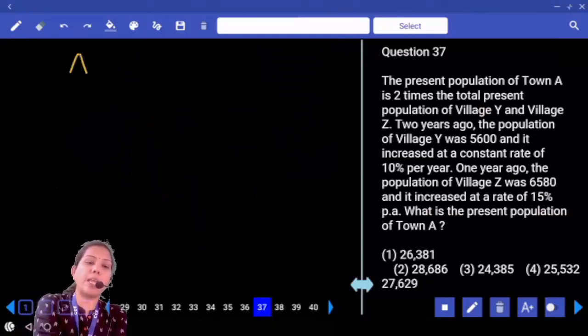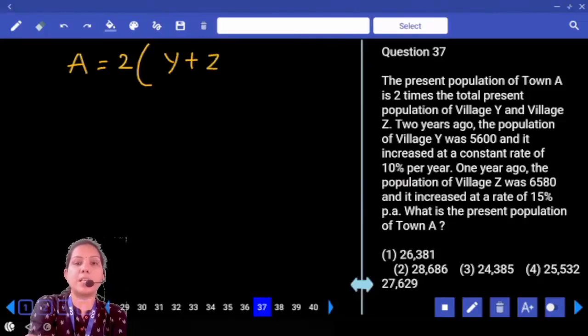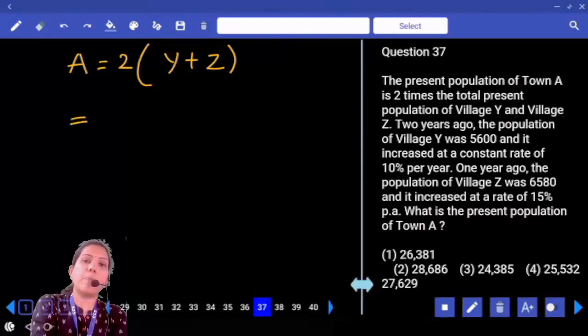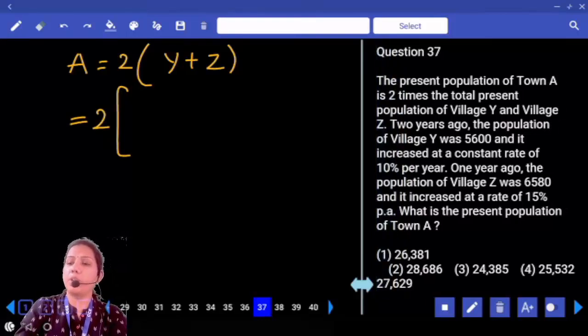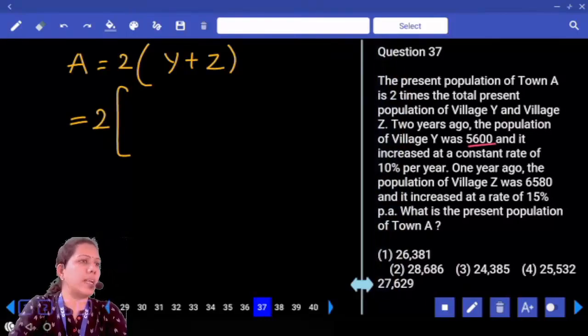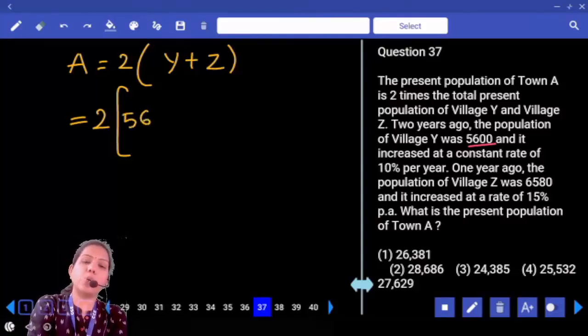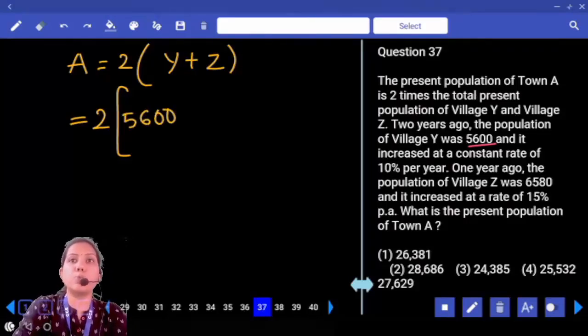Town A population is equal to 2 times the village Y population plus village Z population. A population is 2 times of village Y and village Z. What is 5600? It is the Y population two years ago. Then what is the present population?